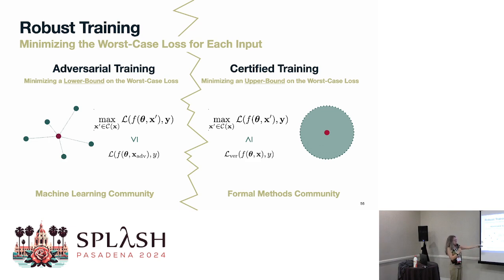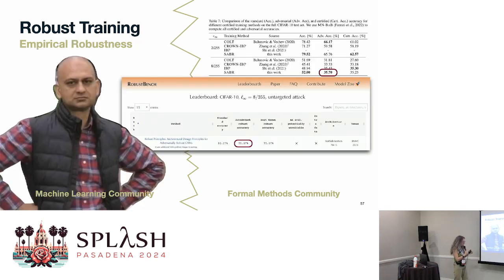In practice, this certified training, well, in theory it gives guarantees. In practice, it's pretty bad. This is a comparison between the state-of-the-art in machine learning and the state-of-the-art in formal methods. This is the best current techniques for certified training. This is the best techniques for adversarial training. And this is the measure of how well these models resist adversarial attacks.